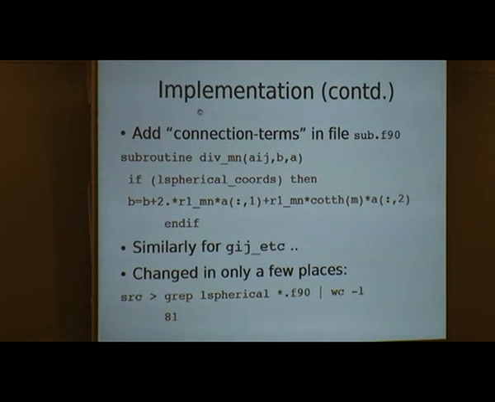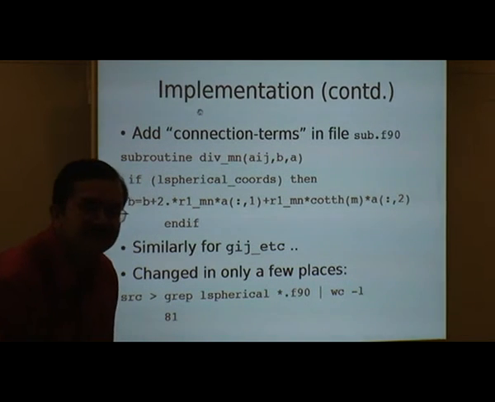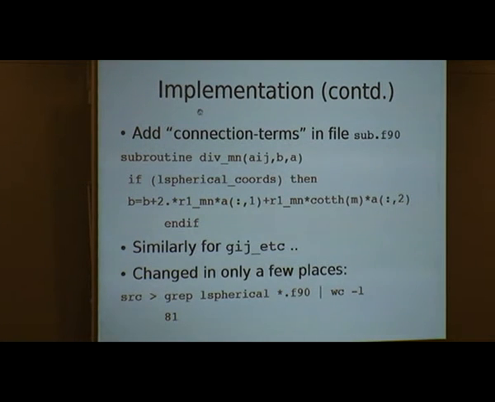So actually, there are very few changes. If you grep for lspherical_coords, only 81 lines come out. So roughly at 81 places, things have changed. Very few, but difficult changes. Yes, some of them go deep. They were difficult for me, who was starting, but wouldn't have been difficult for half the people in the room who have been living with it for 5 years. Yeah, del6, for example. It's a very hard coordinate.